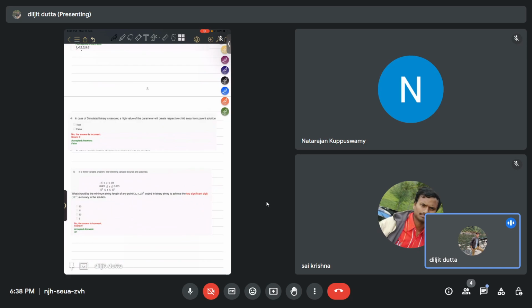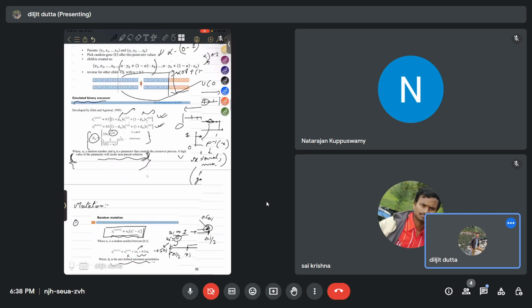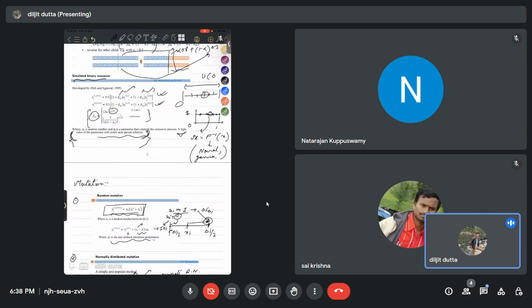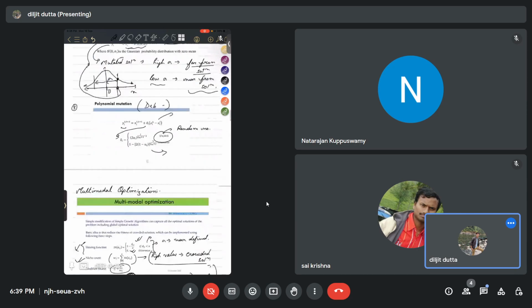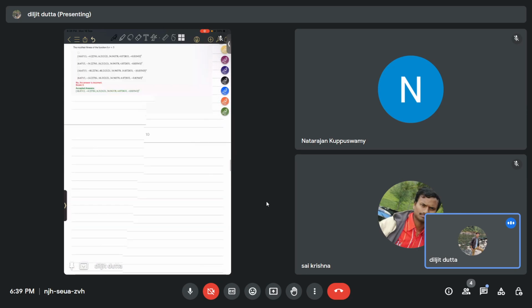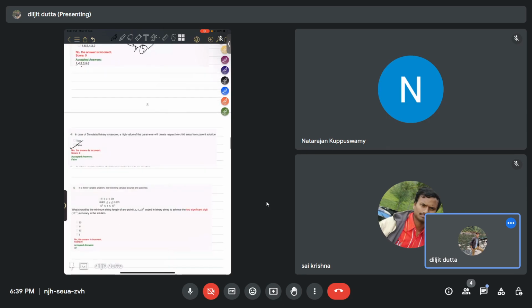Okay, in the case of simulated binary crossover, a high value of the parameter will create the child away from the parent solution. No, this is false. I already discussed how the parameter value creates a solution. A high value of the parameter will create a solution near the parent solution. So this is false.